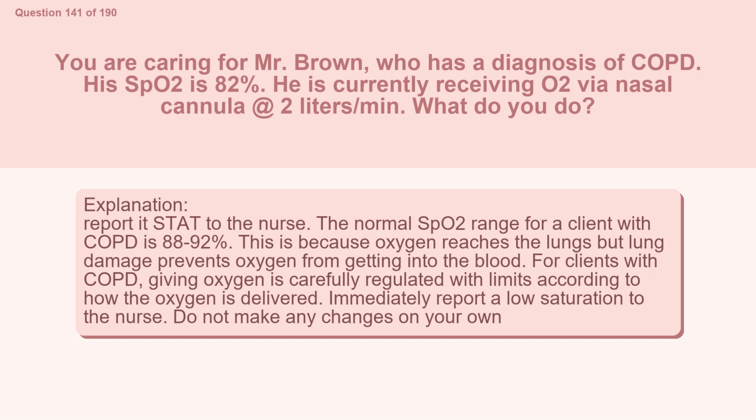The normal SpO2 range for a client with COPD is 88 to 92%. This is because oxygen reaches the lungs, but lung damage prevents oxygen from getting into the blood. For clients with COPD, giving oxygen is carefully regulated with limits according to how the oxygen is delivered. Immediately report a low saturation to the nurse. Do not make any changes on your own.